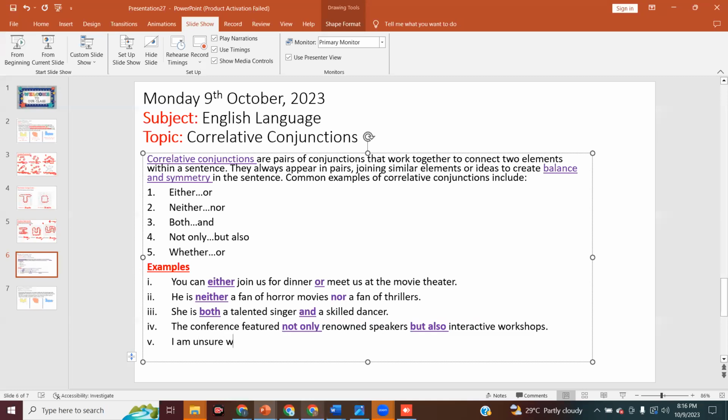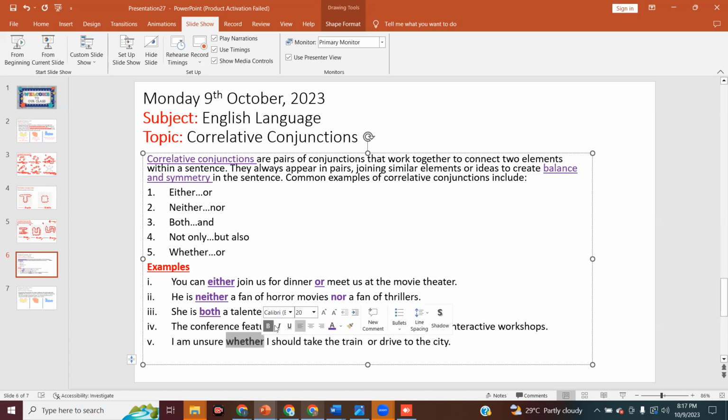I am unsure whether I should take the train. What's the word I should use after whether? Or take the bus. Or drive to the city. So I am unsure whether I should take the train.